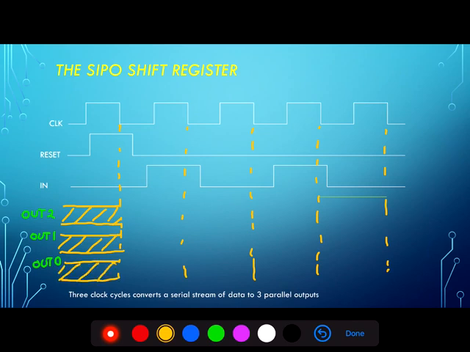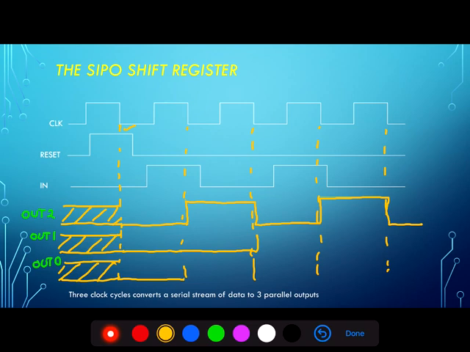And at the first trailing edge of the clock, we see the reset is active, so the outputs will all go to 0. On the next trailing edge of the clock, what we see is that the input is now 1, and output 2 will go high to follow that input. On the next trailing edge, it'll continue to follow the input, and so on and so forth. And similar to the serial input, serial output register, the outputs will lag. Output 1 will lag that first output by a single clock cycle.